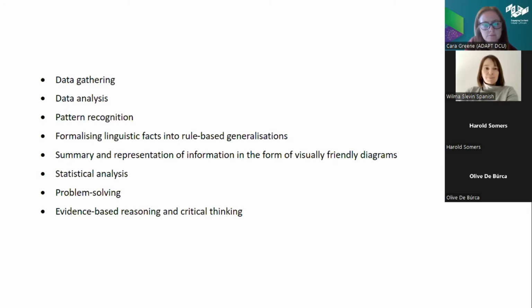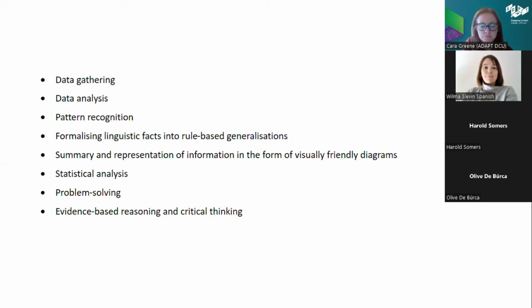Take, for example, the past tense in English. Most verbs will be formed by, like played, whatever, you add the ed. So students will learn to recognize these patterns. Then the next step is to formalize linguistic facts into rule-based generalizations. That would mean that they work out that to form the past tense in English, you have to add ed to the verb stem.